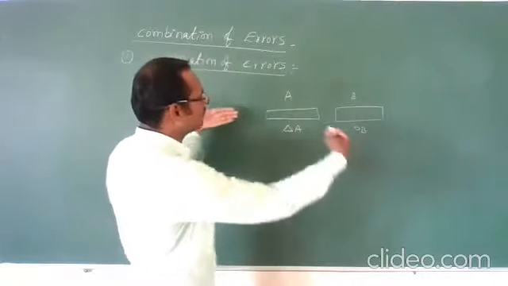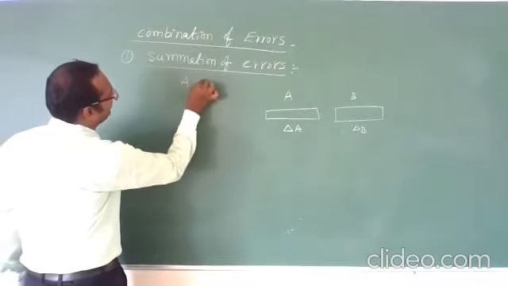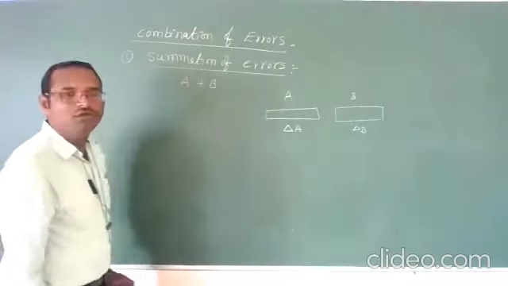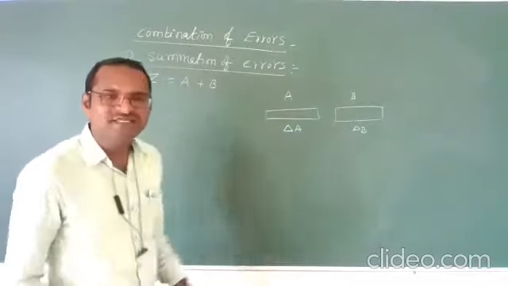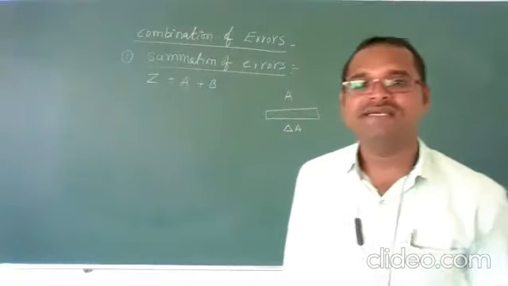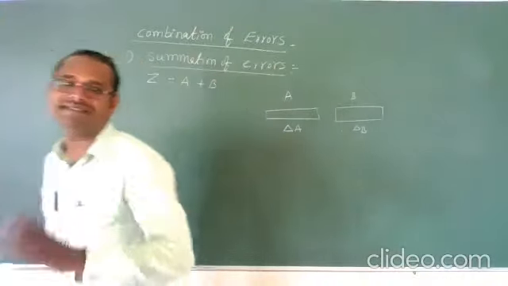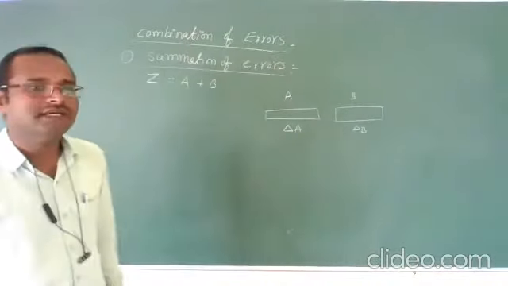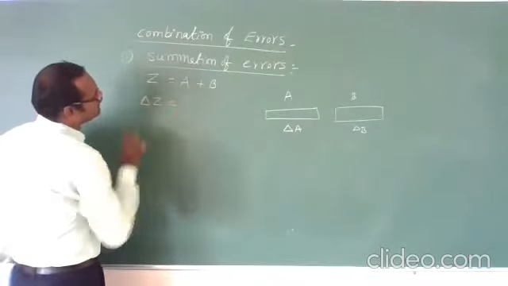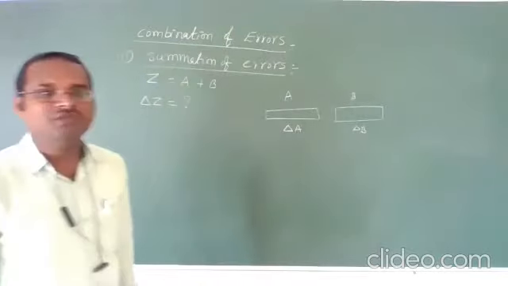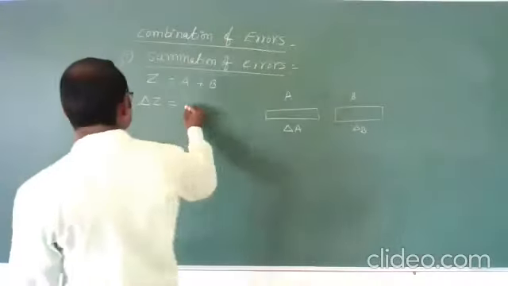Now let us join these two. If you want the total length, how do you get it? By adding these two. Let us give the total length the name Z; Z is the resultant value of both the rods' lengths, A plus B. Got it? Clear? Now I want to know what is the absolute error in both of these two rods? How much? This is my question.